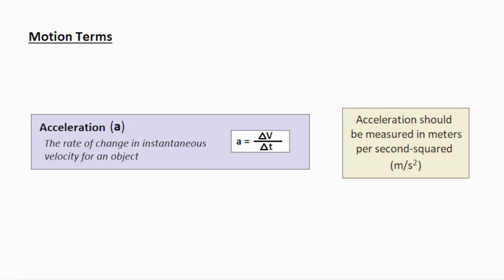The last motion term is acceleration, which will be the variable lowercase a. This is the rate of change in instantaneous velocity for an object. So mathematically, that can be expressed as delta v, change in velocity, over delta t, change in time. Acceleration is always measured in the unit meters per second squared.